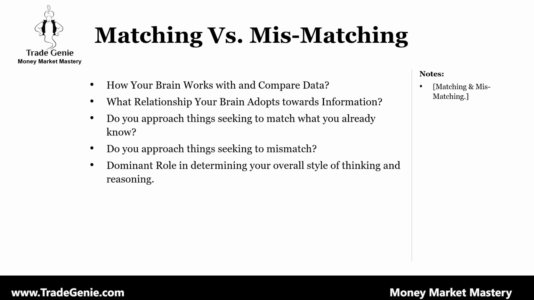I'll give you some hints and you see which way you tilt. There's something called matching versus mismatching, and how it relates to price and volume analysis. It will be clear to you by the end of this teaching. So how does your brain work with and compare data? If there are 5 pieces of information there, how do you evaluate that data? Are you matching or mismatching? What relationship does your brain adopt towards information?